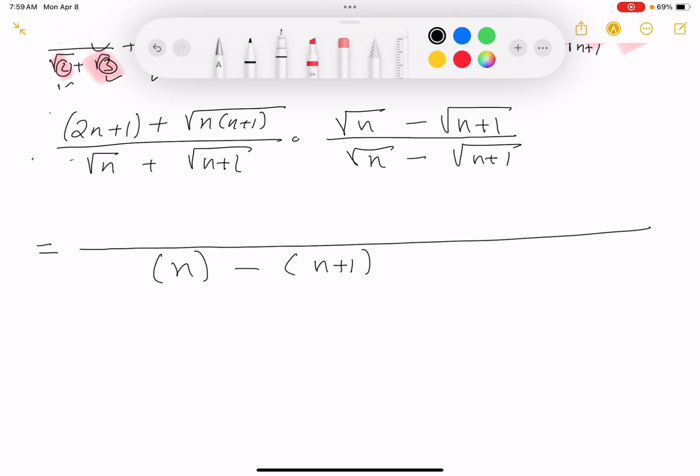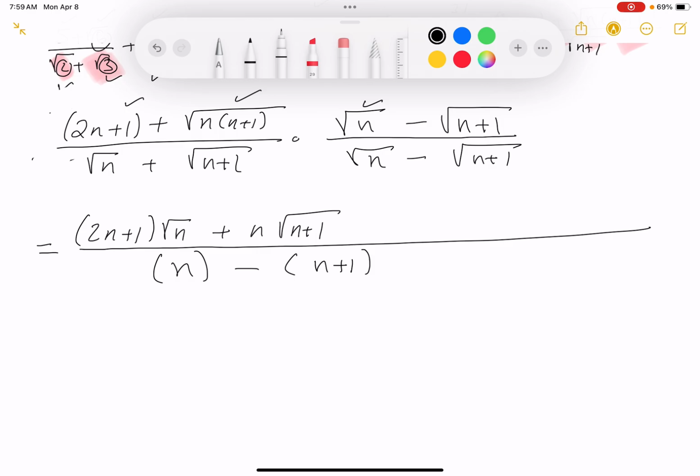Now, I'm doing the top. Well, I've got to write this down. I mean, not much else I can do about this over here. It's going to be 2n plus 1 times root n. I'm doing this times that. Plus, well, root n times the second term is going to be n root n plus 1.